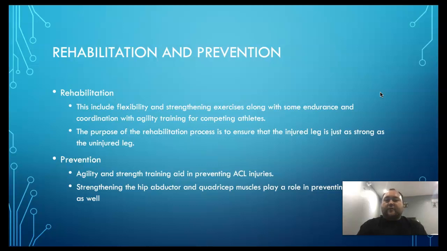Rehabilitation and prevention. Whether you have a full tear or a sprain, rehabilitation is primarily similar. It includes a lot of flexibility and strengthening exercises, along with some endurance and coordination, and once you're able to move it and you have better range of motion, agility training for competing athletes. The purpose of the rehabilitation process is to ensure that the injured leg is just as strong as the uninjured leg.